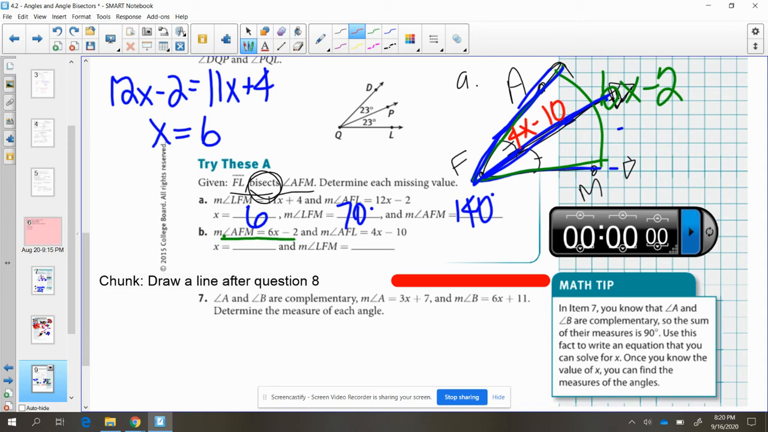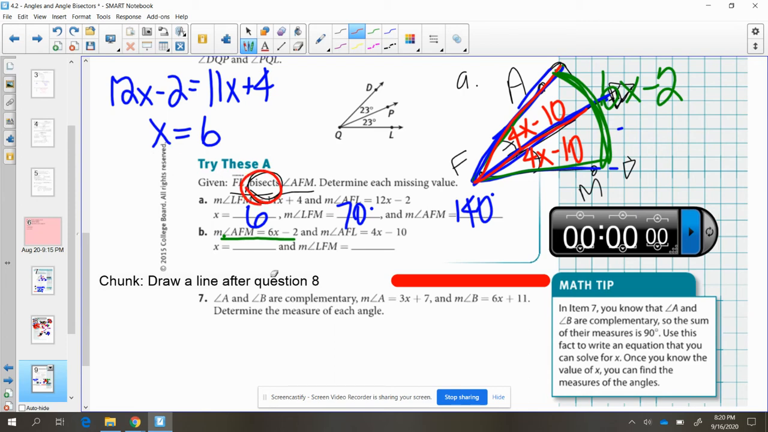Now this time we can't set them equal because we have a small angle given and this big angle. They're not equal to each other. What we do know, though, is that 4x minus 10 plus its congruent buddy 4x minus 10 has to equal 6x minus 2 because, again, that ray was bisected.